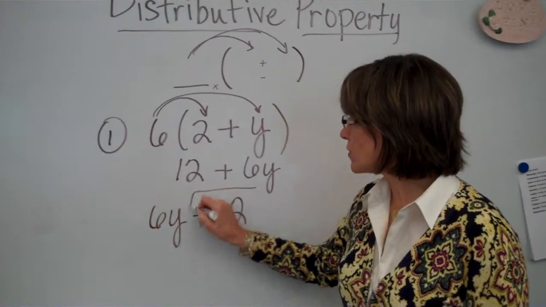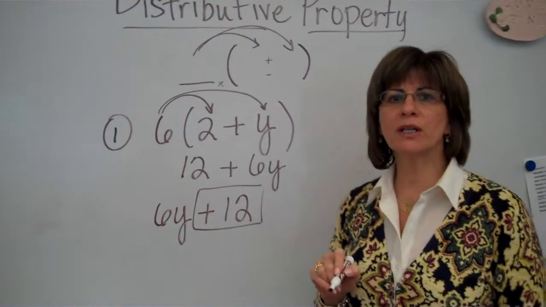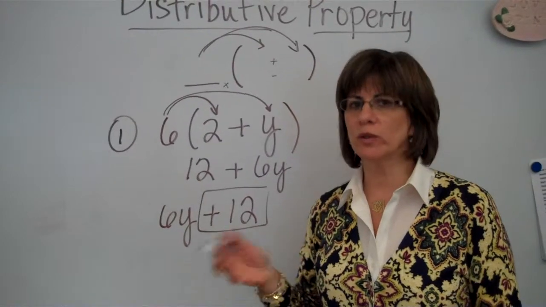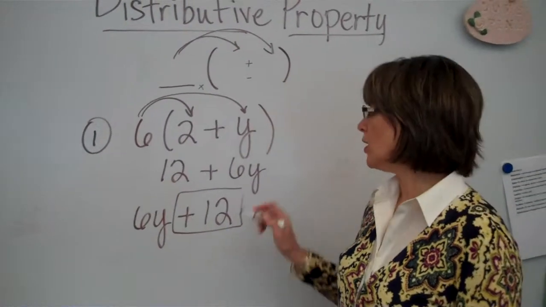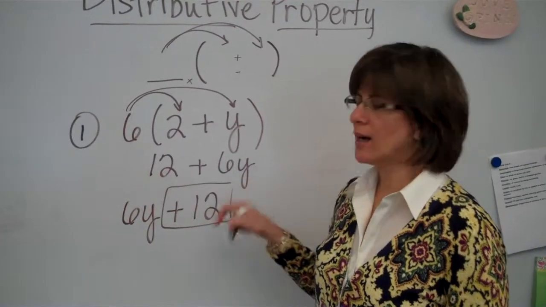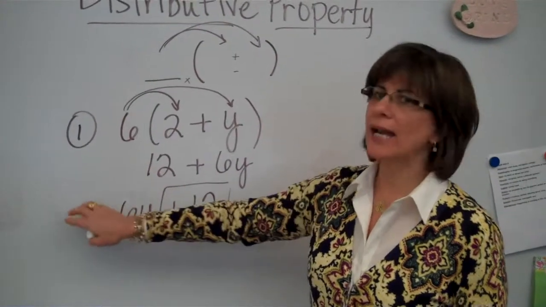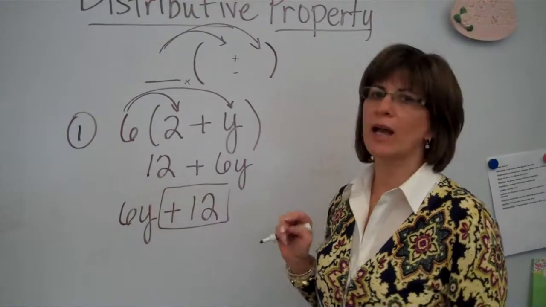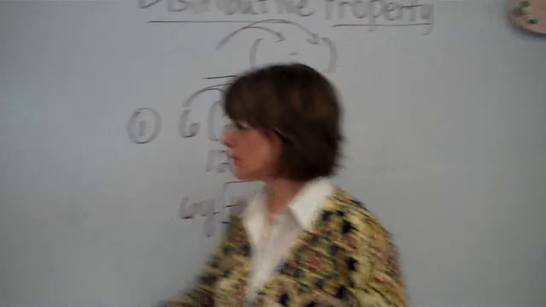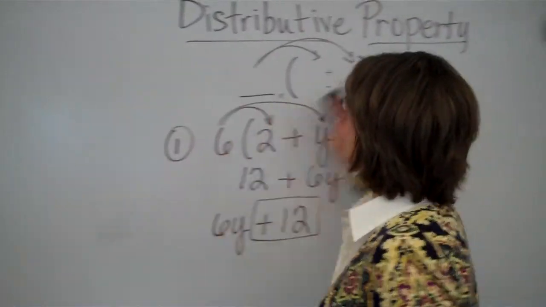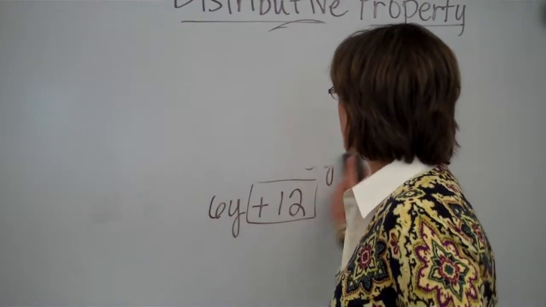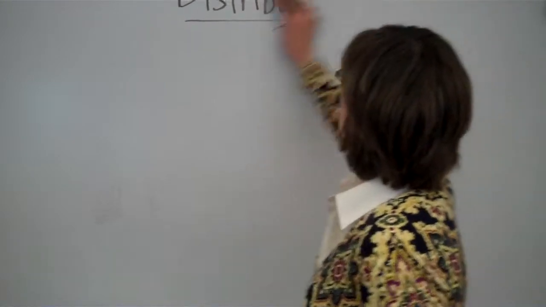The 12 is called a constant because it's all by itself with no letter at all, no variable at all. So we like to call that a constant. The letters, if you had an x and a y, you would be putting them in alphabetical order. When you have exponents, you put them in descending order. You don't have to worry about all that quite yet.